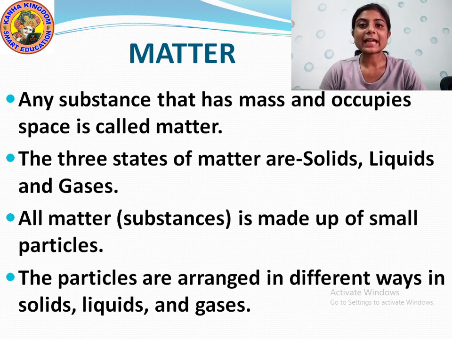Like a tree, then pencil, book, eraser, water, all these substances are known as matter. Why? Because they have mass and they occupy space. That is why they are known as matter. Now matter is divided into three states. Those are solids, liquids and gases.